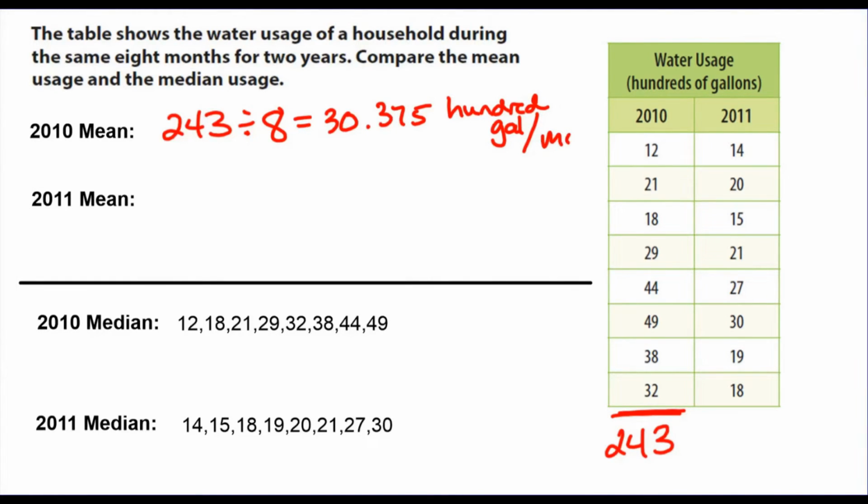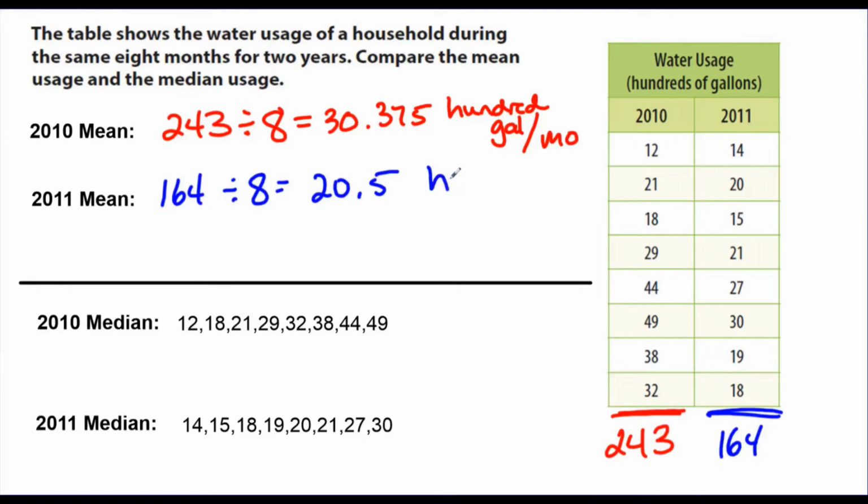100 gallons per month. And for the 2011 mean, I'm going to have to find the sum of all of those. That's 164. And take that divided by 8. And that gives me 20.5 hundred gallons per month. And then we'll look at the medians too.